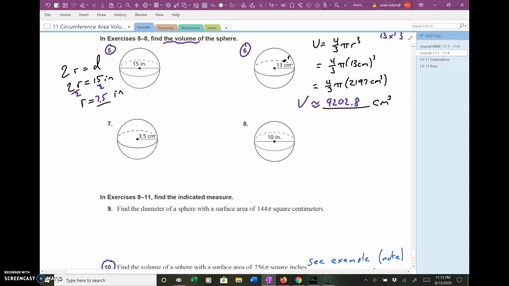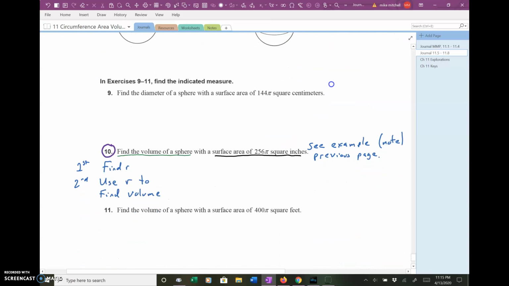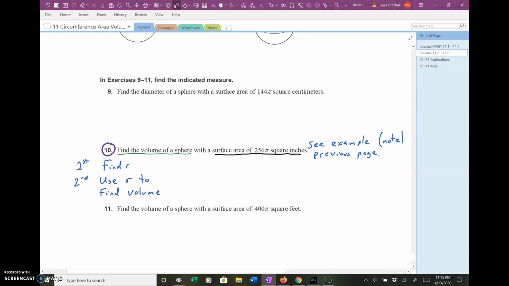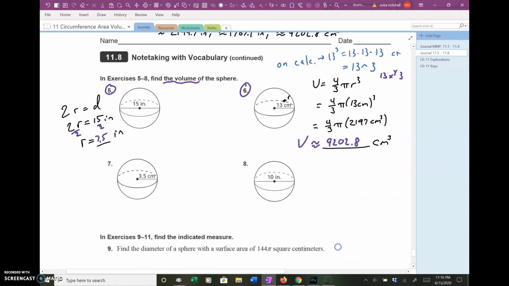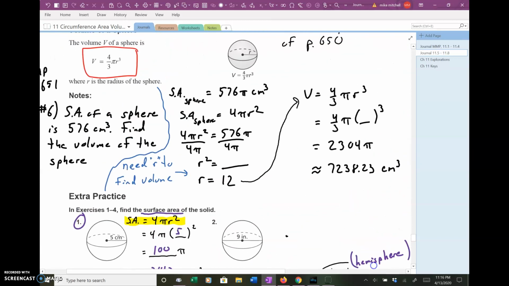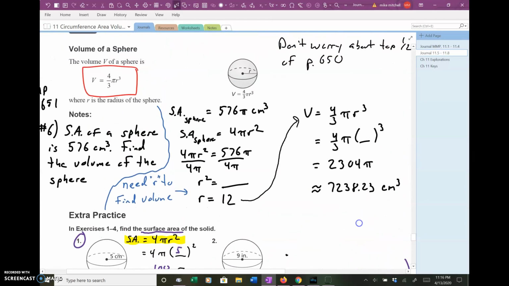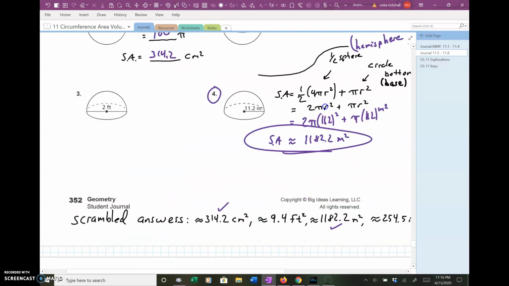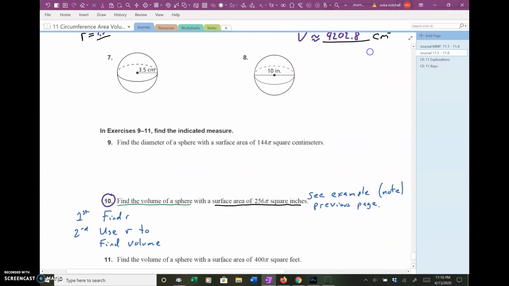In this case, you got a couple more. Notice number 8, you got a diameter. Got to find that radius first. Down here, toughest one, number 10, volume of a sphere. Find the volume with a surface area of 256 pi inches squared. So first we need to find r. Once we find r, then we find our volume. So again, we got the previous example or note on the previous page. Number 6, we do that same sort of thing in the notes on that number 6 up there.